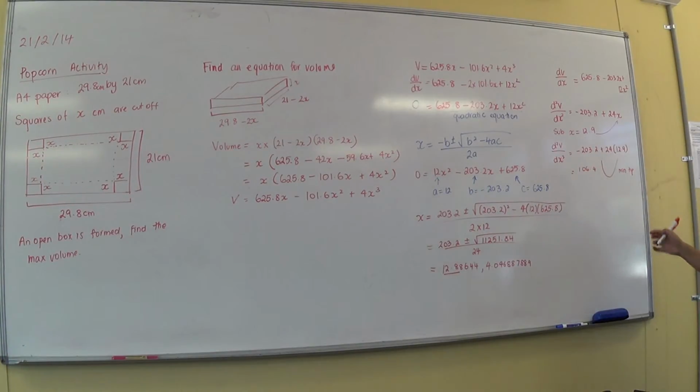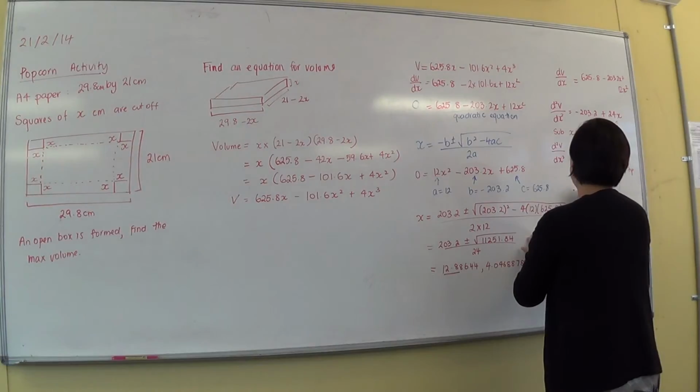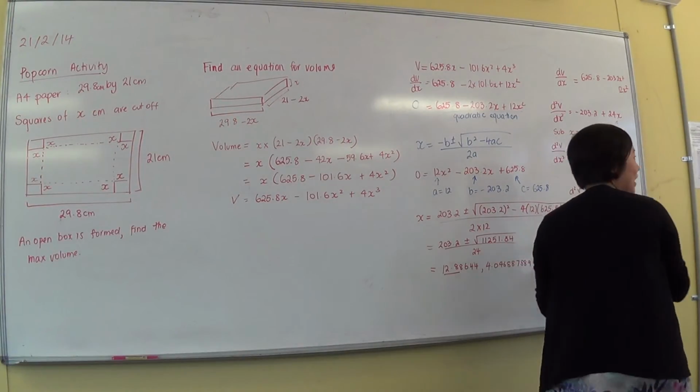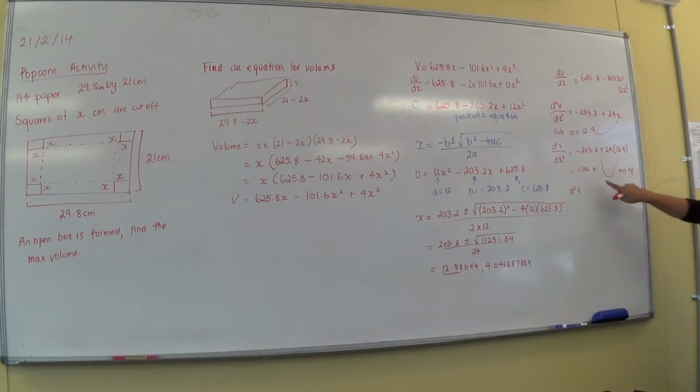So that's our minimum. We're not going to test it. I already gave you the practical activity. You already tested during your practical activity. Whether or not you ate the popcorn or tested it, that's up to you. But yes, 12.9 is the smallest volume you can get from those squares.